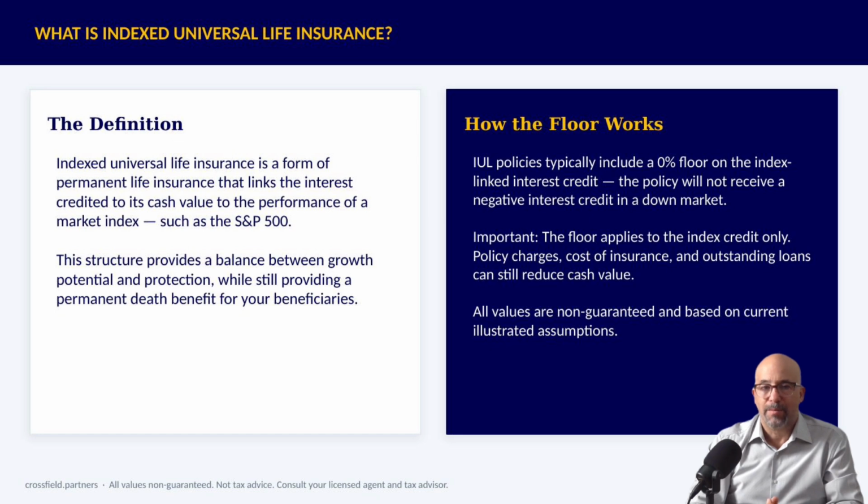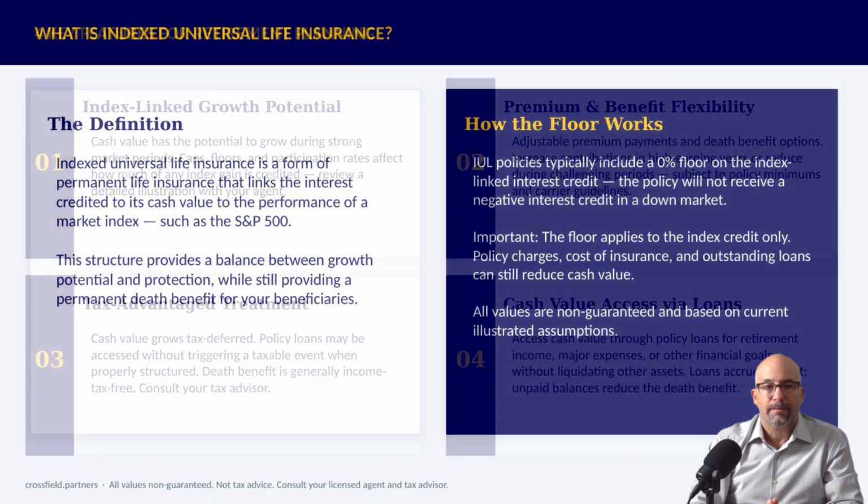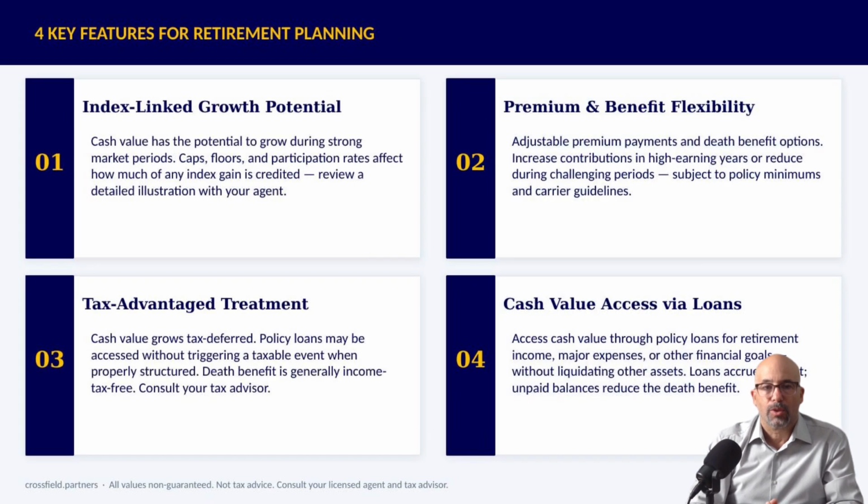And I want to be clear about something we'll come back to throughout this presentation. All values and projections in an IUL are non-guaranteed. They are based on current illustrated assumptions, and actual results will vary. Four features of IUL come up most often in retirement planning conversations.